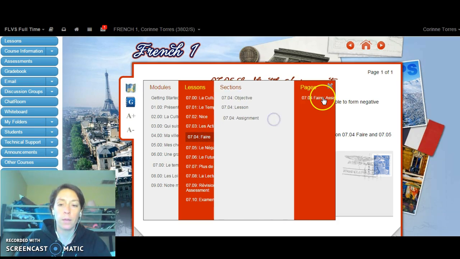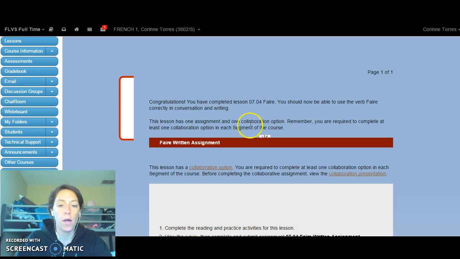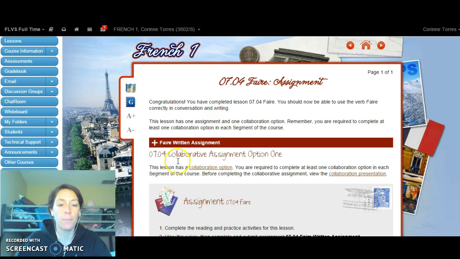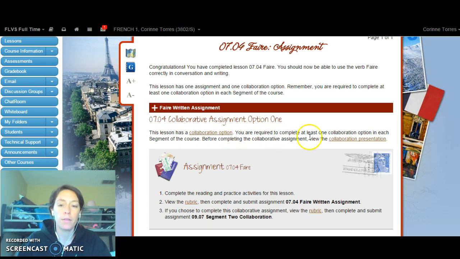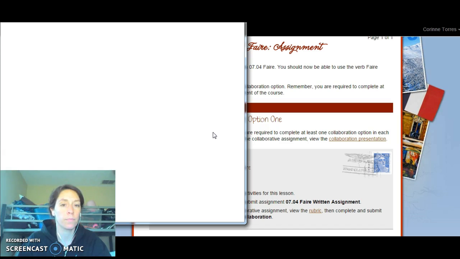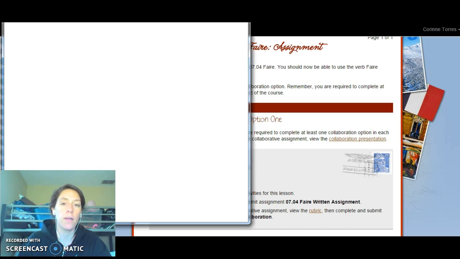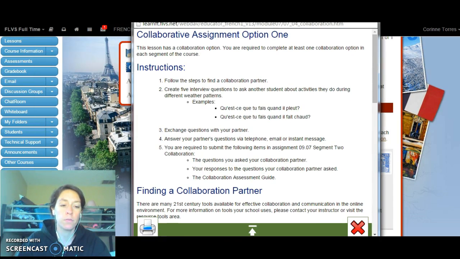Here's an example of what a collaboration is. You have a collaboration option in 7.04, okay? And this collaboration option, if you click here, it'll give you the directions. A collaboration is an assignment that you have to do with another student, so you do it with a partner. Here you're creating 5 interview questions to ask another student about activities they do during different weather patterns. So you ask, qu'est-ce que tu fais quand il pleut? What do you do when it's raining?